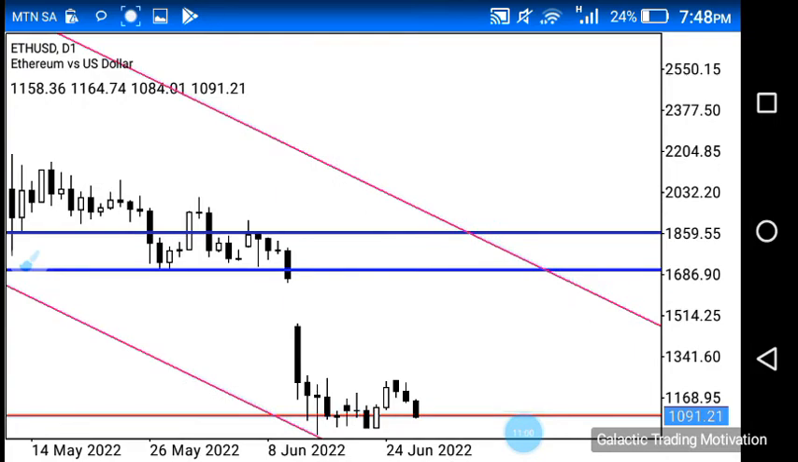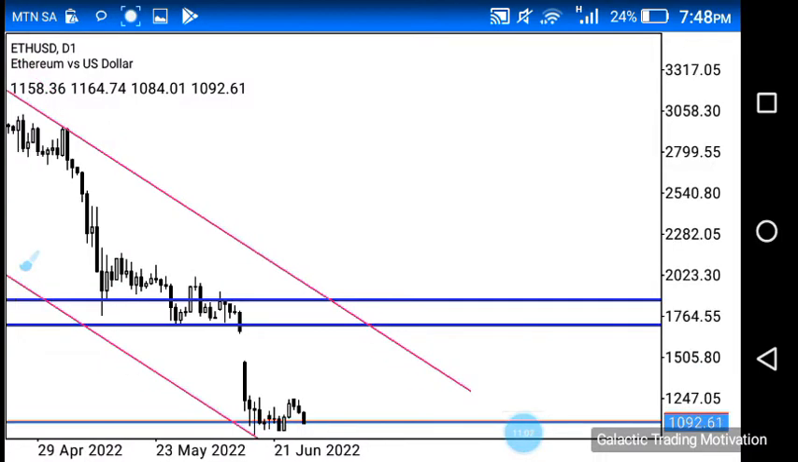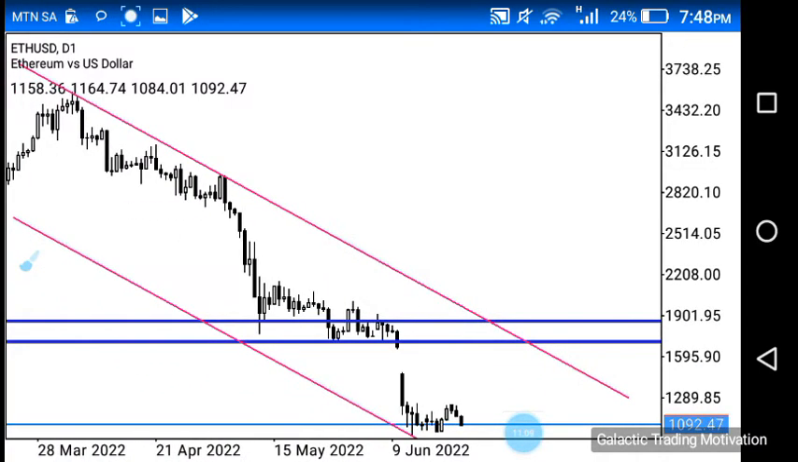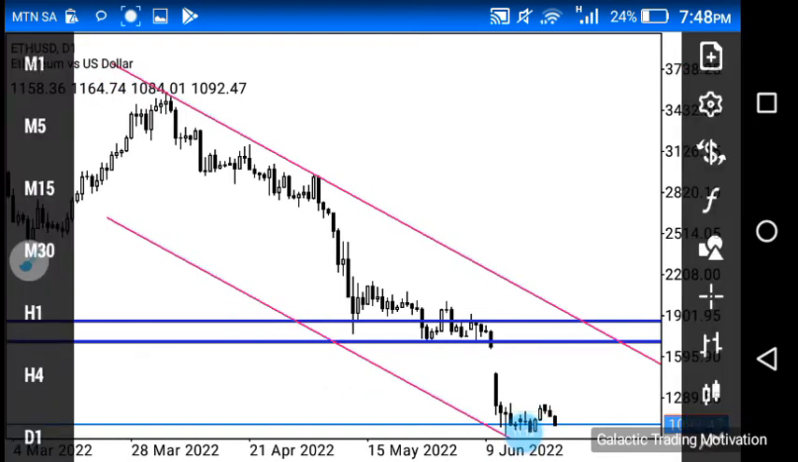So what else do we see on this chart that is interesting? I don't see anything further, guys. So what I'm going to do now is head down to the H4 chart. Just bear with me.